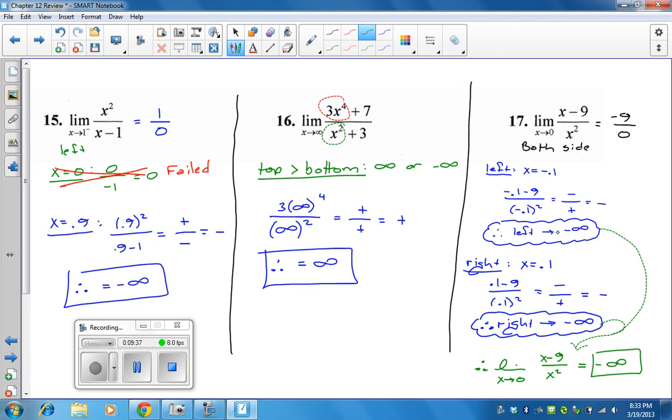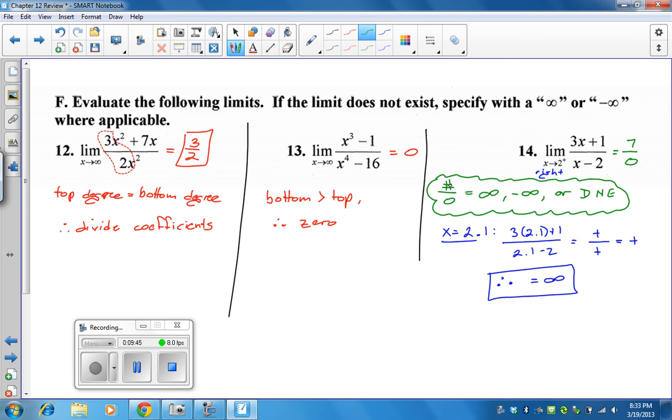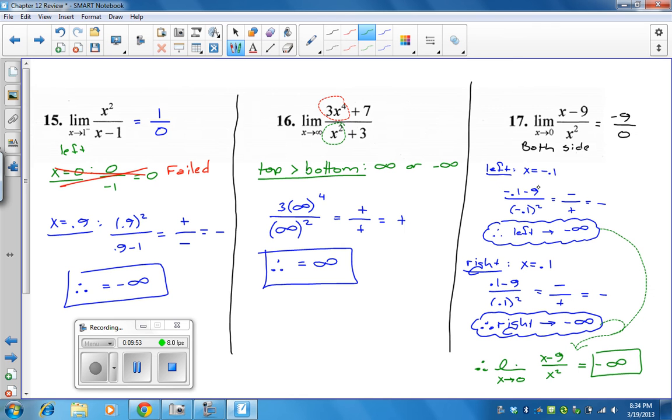If I got different answers for left and right, then our overall limit would just not exist. You need to have a does not exist case, which is one of the candidates. Remember I said if you have a number over 0, it's either infinity, negative infinity, or if both sides disagree, does not exist. Number 17 happened to be negative infinity. So there are your infinite limit cases.